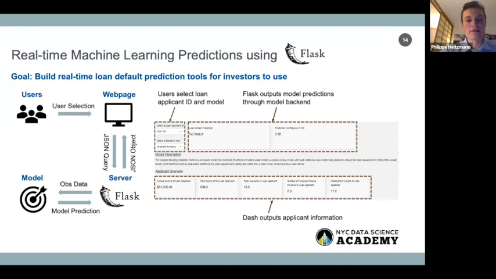So next, the final part of the project was trying to build real-time loan default prediction tools that investors and users would be able to use. The left-hand side explains how this is done and what the logic and process of this is, whereas a user on our website will select a loan applicant ID and a model to view.